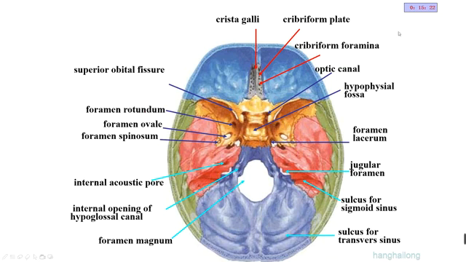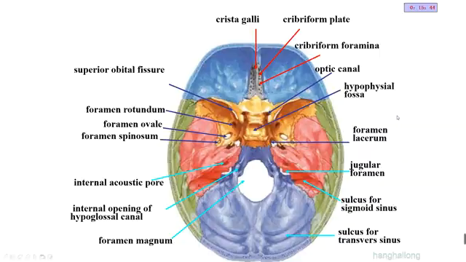Okay, this is all the structures on the base of the skull. This part is very, very important because there are many structures that pass through them. Some artery, vein, or nerve. We'll study the blood vessels in future in the circulation system, and we'll study the nerves in the nervous system.